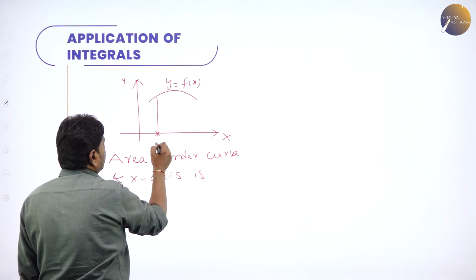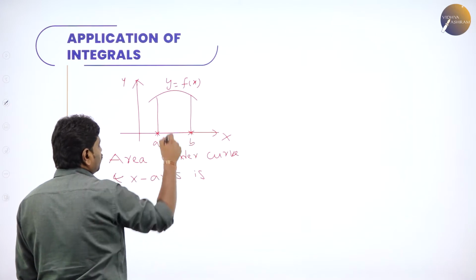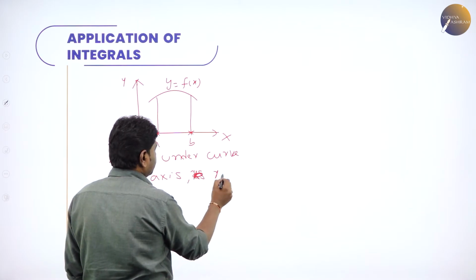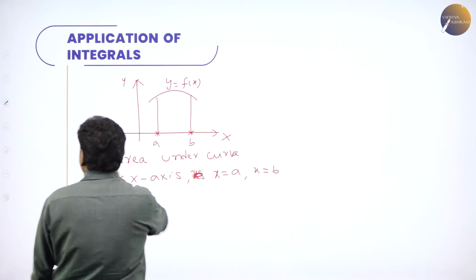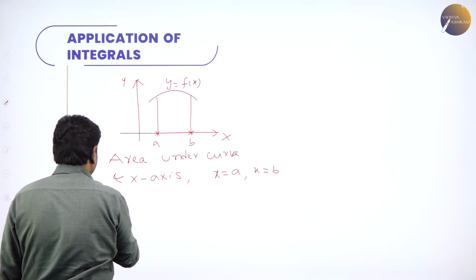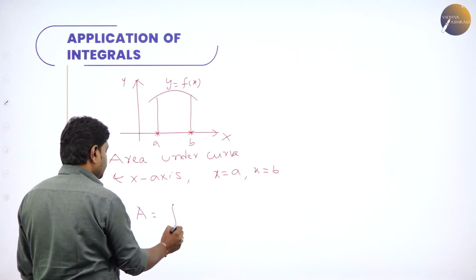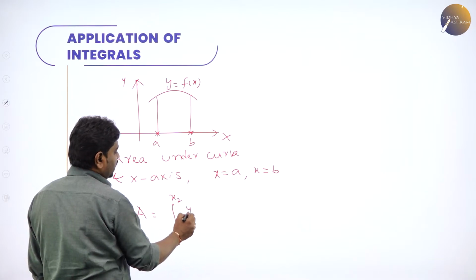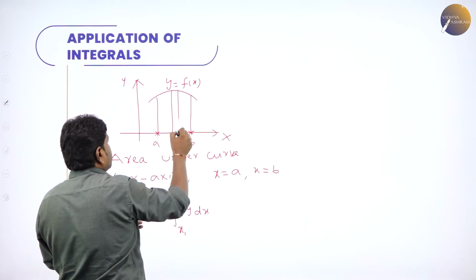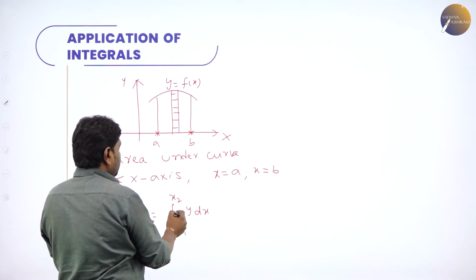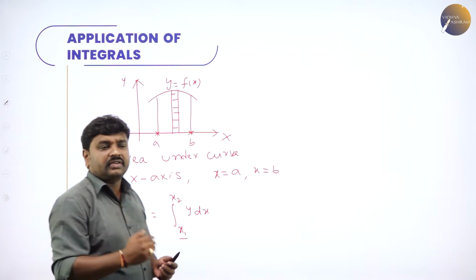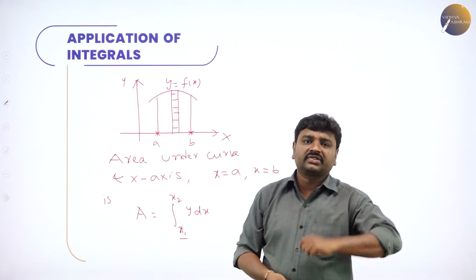Under this curve between two values, x value a, x value b, if you want to find the area bounded by the curve, x-axis, line x is equal to a, and line x is equal to b, area A is equal to integration of x1 to x2 y dx. That's it. This is the area. Means if I want to find area, take a small strip. What is a small strip? dx. And integrate. Combine all the small strips under the curve y from where to where? x1 to x2. Area under the curve and x-axis is integration of x1 to x2 y dx.